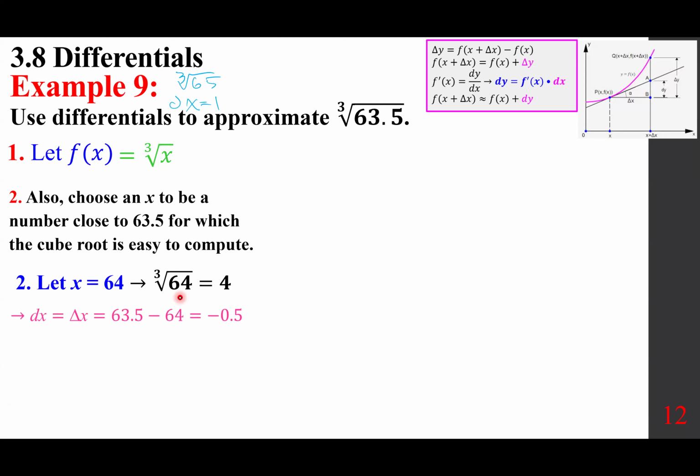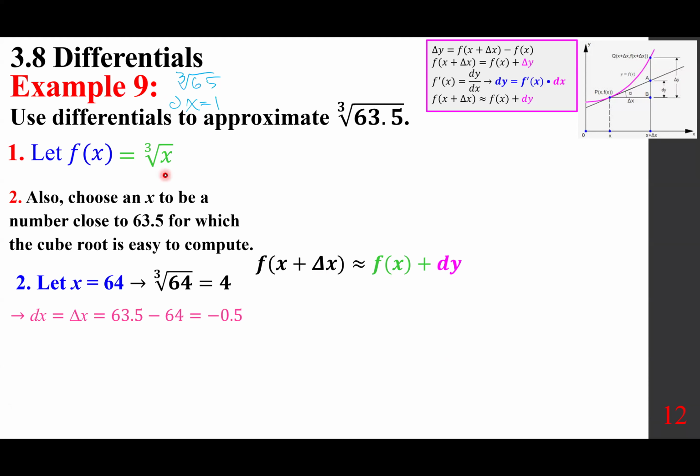All right, so we are going to use the approximation f of x plus delta x is f of x plus dy. We have f of x, we don't have dy. Therefore, we have to first differentiate in order to get to the dy. We know it's the product of f prime of x and dx.